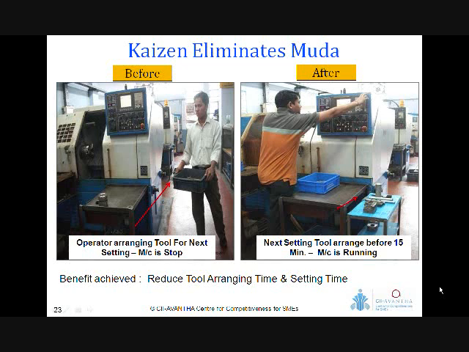Another Kaizen to eliminate Muda in method. In the first picture, the operator was arranging tools for the next setup and he had stopped the machine. So the operator had a scope for Kaizen to avoid machine stoppage. He has prepared the tool arrangement while the machine is running. So this type of Kaizen ideas can be generated where no investment is required. Thus it requires common sense and proper planning.